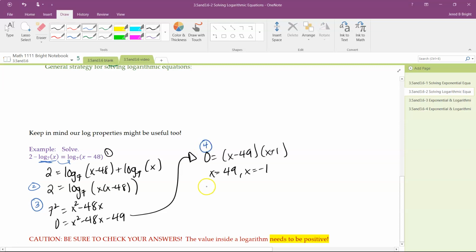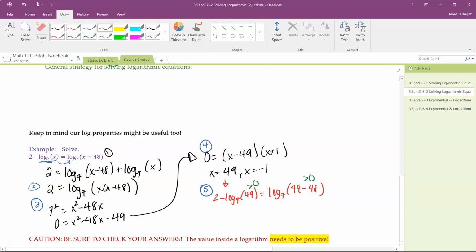Now, I haven't done step 5 yet. So step 5, I'm going to take each expression and substitute it back in. I don't need to do the calculation necessarily, but I need to make sure that everything inside is positive. So if I use x is equal to 49, the resulting equation ends up being 2 minus log base 7 of 49 is equal to log base 7 of 49 minus 48. Now in each of these, 49 is greater than 0. Great, boom, done. 49 minus 48, that's 1, that's still greater than 0, I'm good.